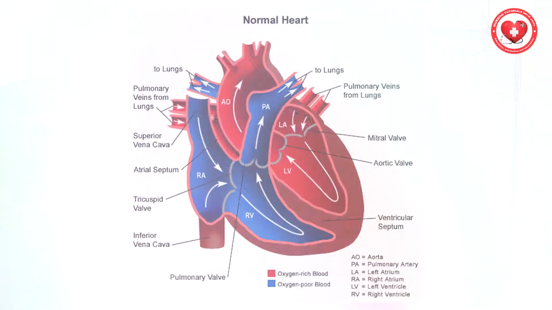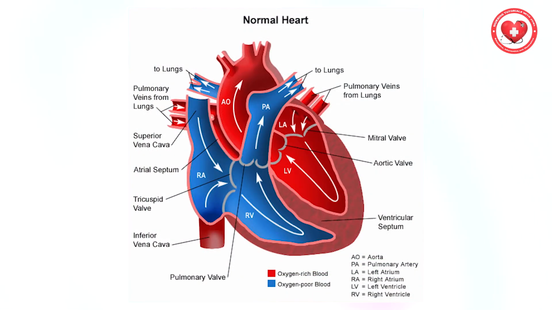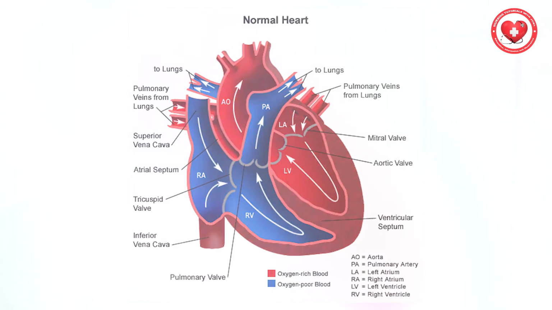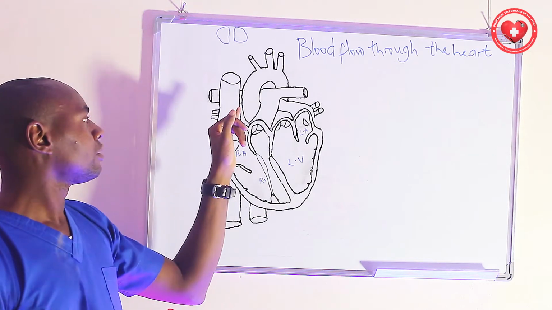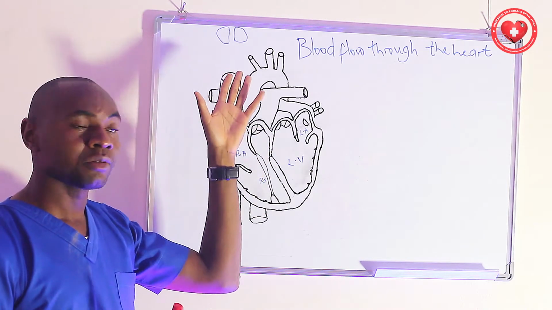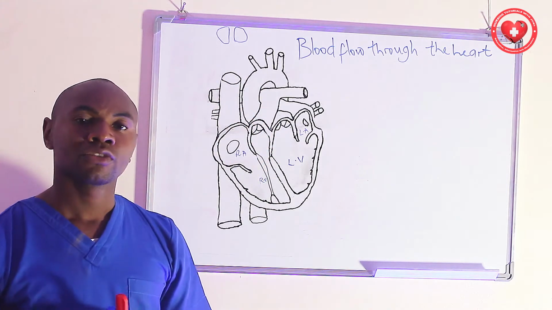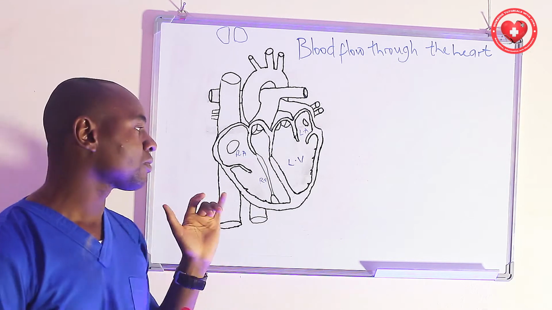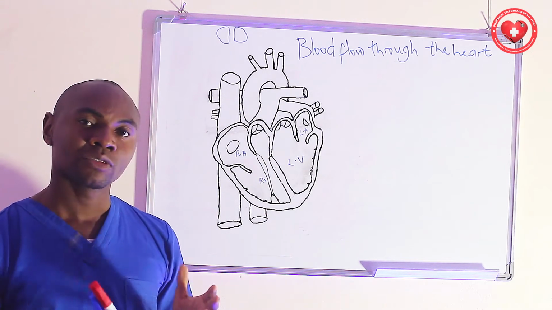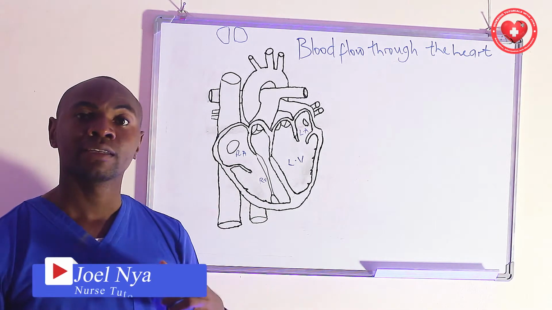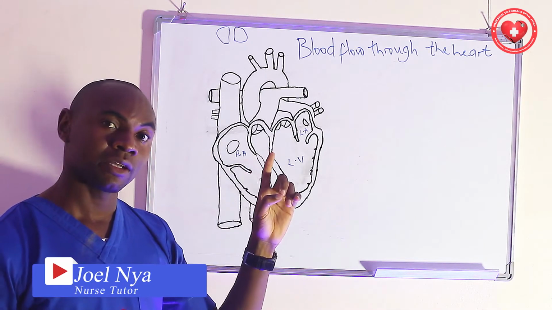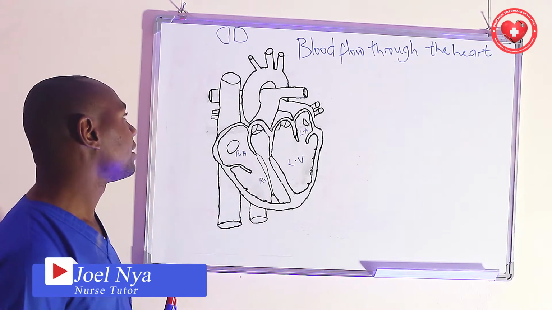Another thing we must understand is that the blood flow through the heart is an interaction between the heart chambers, the valves, and the blood vessels. So, for a better understanding of this video, you need to know the anatomy of the heart. Previously we've treated the anatomy of the heart. You can check it out on this link.